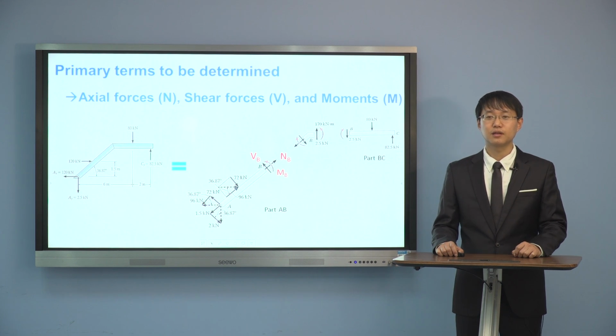To determine these internal loadings, we cut this frame structure at certain point. This frame is cut along the cross-sectional direction, and at this cross-section, we have three different kinds of internal loadings, such as axial force N, shear force V, and moment M.